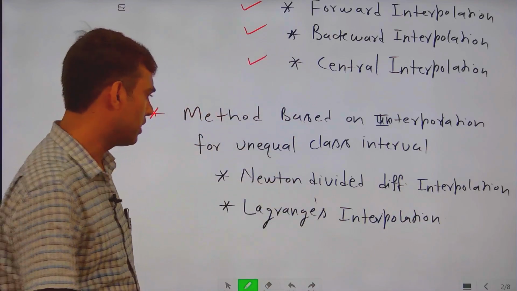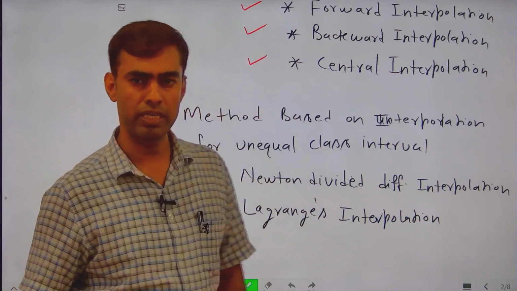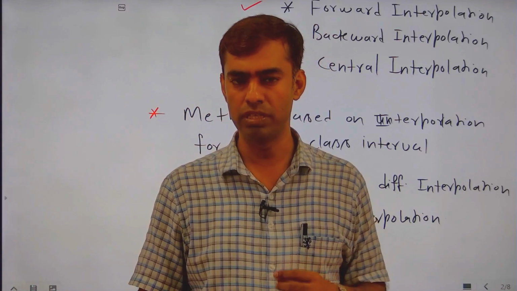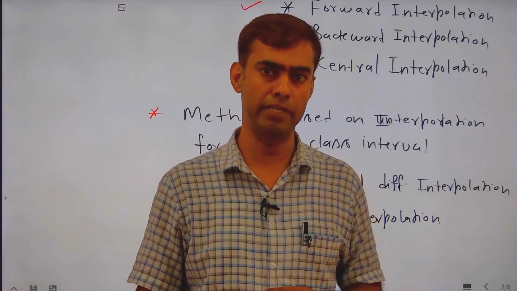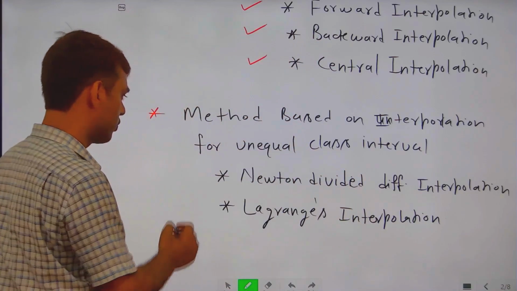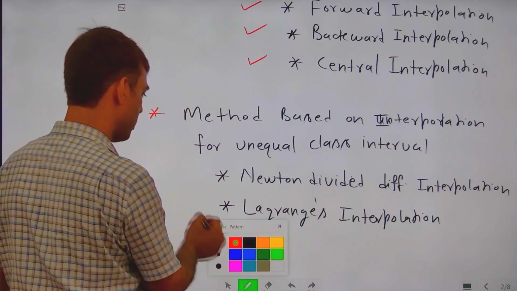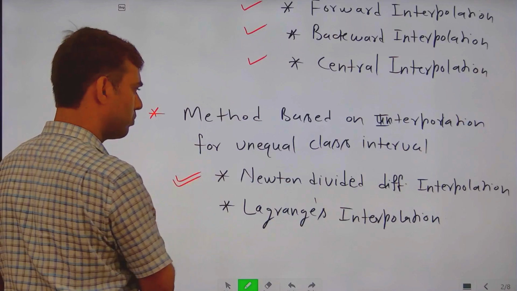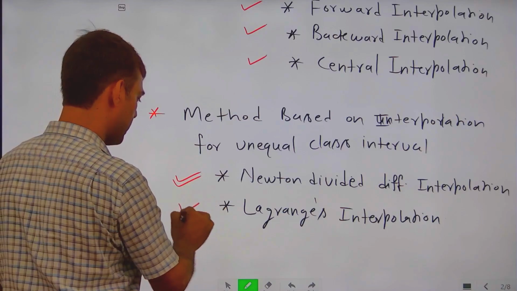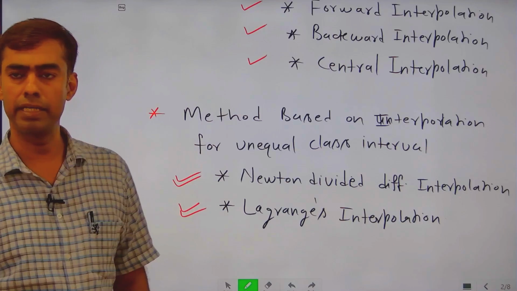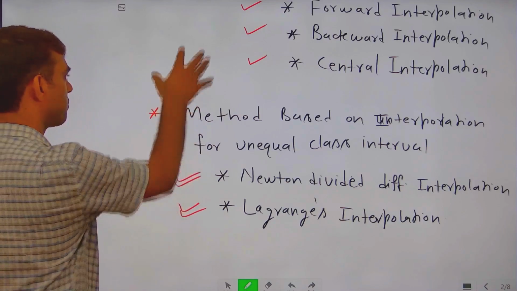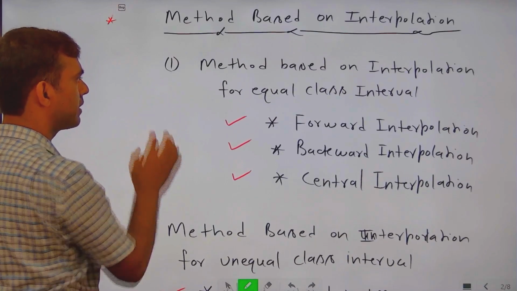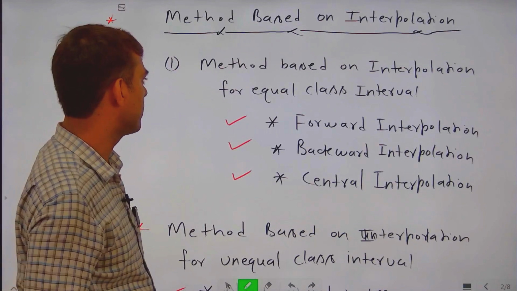Although Lagrange's interpolation formula can be used for equal class interval as well as unequal class interval, in general we use the Lagrange interpolation formula for unequal class interval. So, we also discuss how we find the derivative with the help of the Newton divided difference interpolation formula as well as the Lagrange interpolation formula. First of all, we discuss the method based on interpolation for equal class interval.